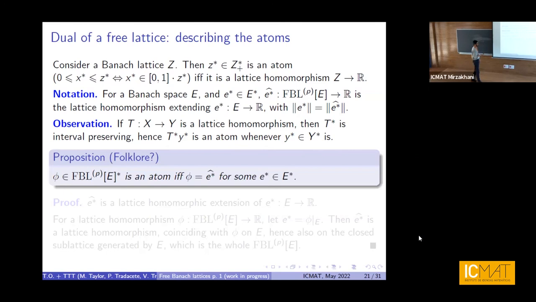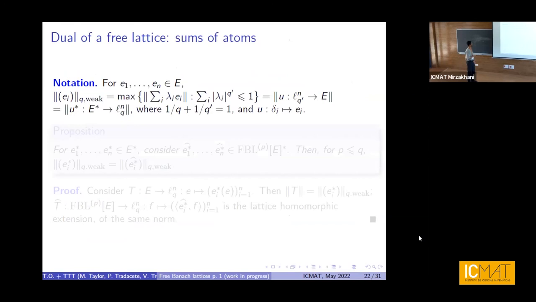And this is the part which I advertised as folklore. It says that a linear functional on the free P-convex Banach lattice is an atom if and only if it comes from an evaluation. So here is a proof, I will skip it, because I want to get to some other useful facts about atoms, one of which has to do with evaluating the norms of sums of atoms.